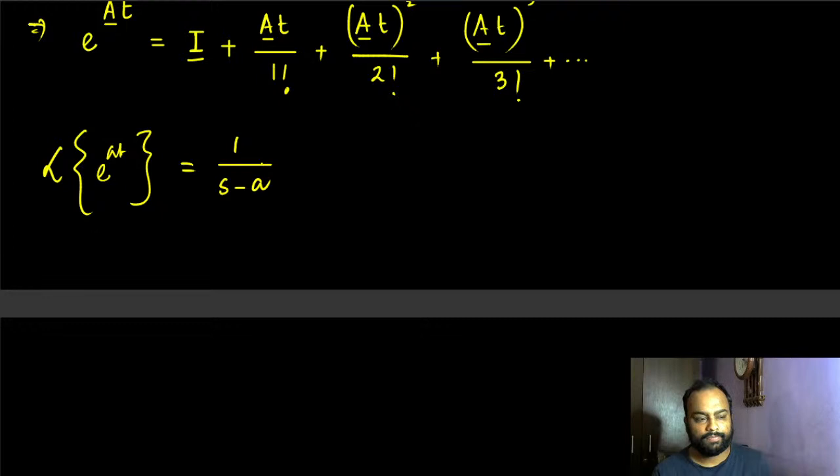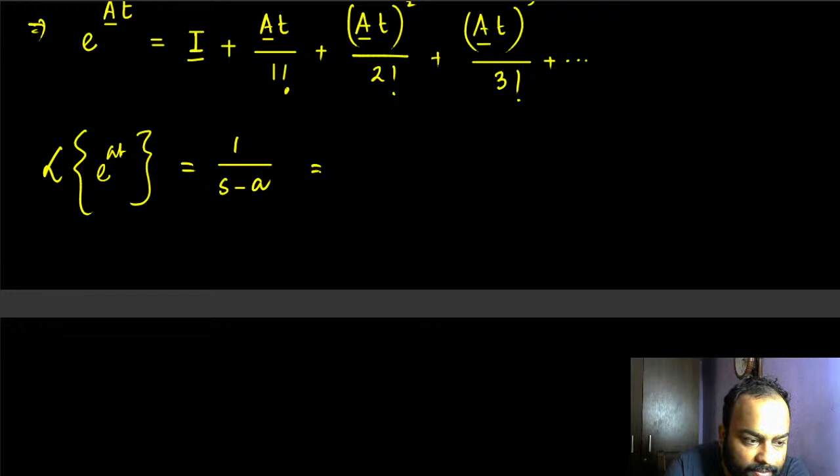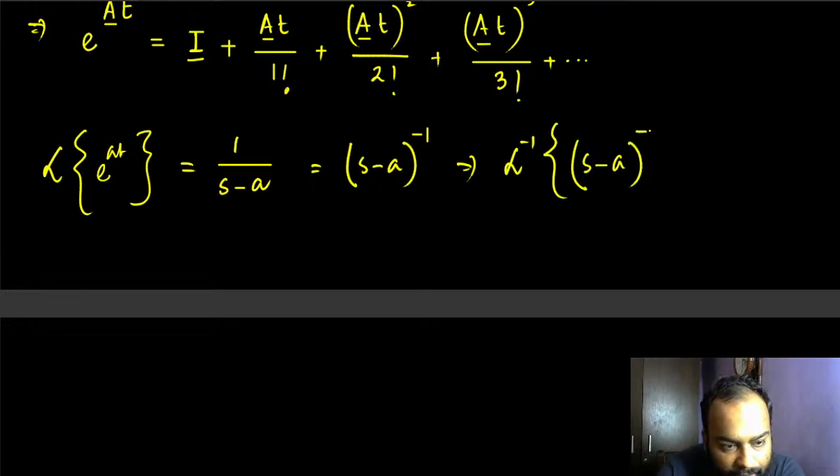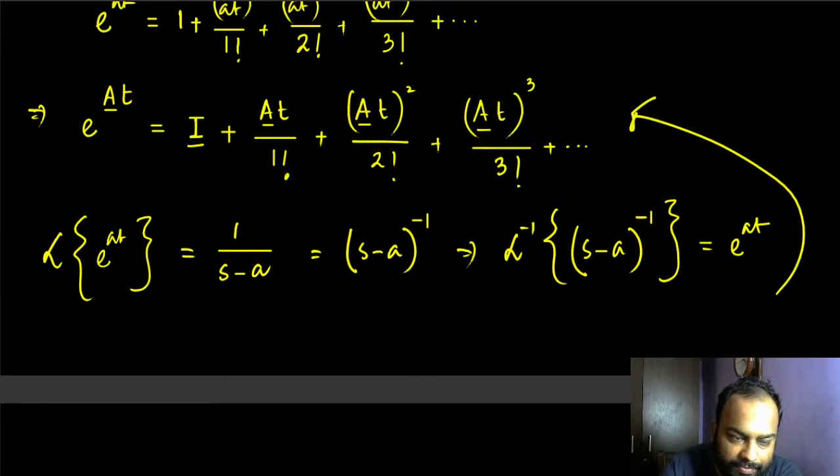Any confusion there? I don't think so. This is like s minus a whole to the power minus 1. Which means e to the power at is the inverse Laplace transform of the reciprocal, s minus a whole inverse. So not a problem. And now let's extend this idea to that.